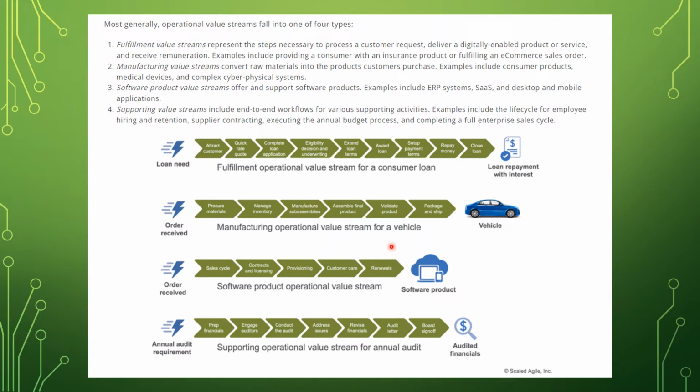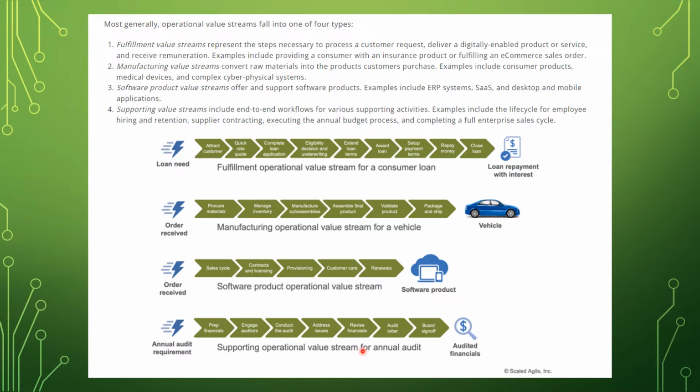Similarly, the order received value stream we talked about: booking an order, booking a car, and finally receiving the car. It's about the manufacturing operational value stream for a vehicle. The third one is the software product operational value stream. You build software products, you receive an order or a contract, and you go through the software product operational value stream. Finally, value streams also support things like the annual audit.